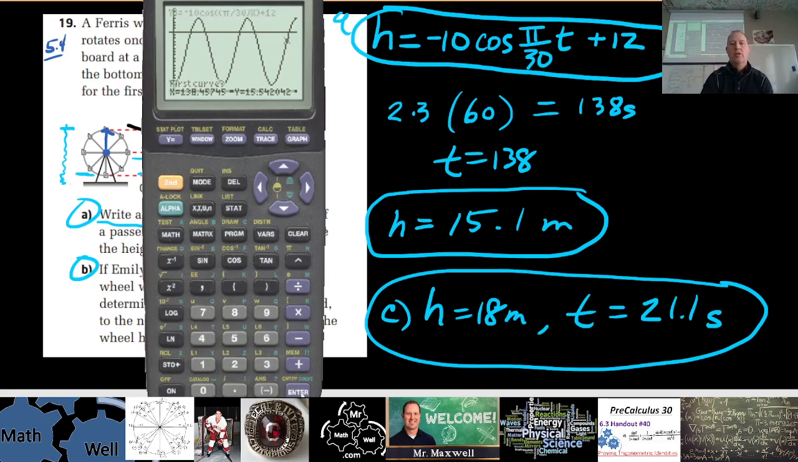Or I'll just find the intersection. So first, second curve, yes. So let's find a point that's over here. So we need to hold the cursor down and put the blinking cursor near the intersection point you want to find, and then just hit enter, and it'll tell you. So 38.85 seconds would be the next time she's at that height.